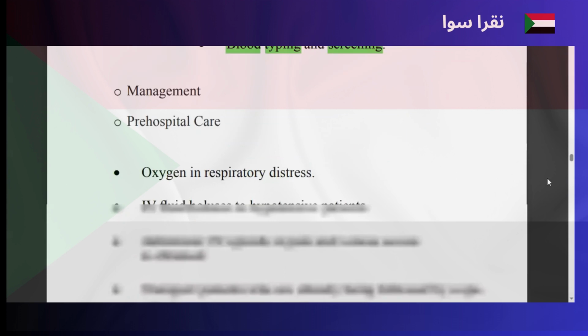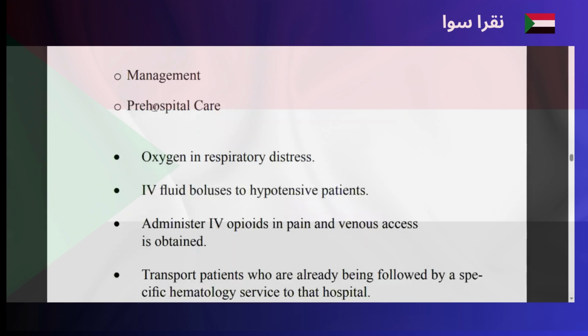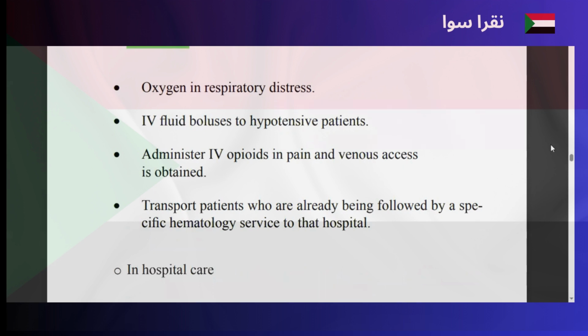And the management: pre-hospital and hospital. Pre-hospital: oxygen in respiratory distress, IV fluid bolus to hypotensive patients, administration of IV opioid in pain once venous access is obtained, and transport patients who are already being followed by a specific hematology service to the hospital.